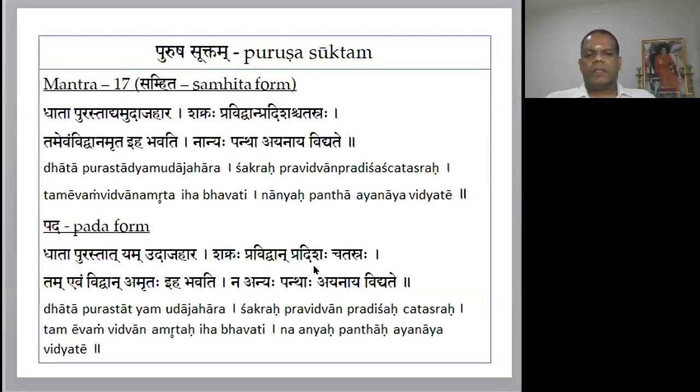The next word is shakra. There is no change. Pravidvan, pradishas. That is just a sandhi together, so there is no change. So pravidvan, pradisha. The visarga becomes ish, as you can see here.